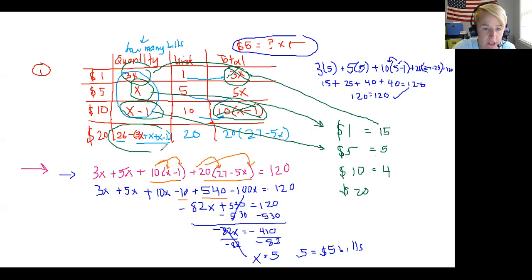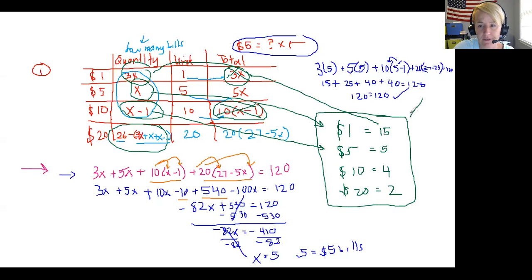And then this whole big mess, which we cleaned up earlier, was actually, if you remember, 27 minus 5x. So 27 minus 25, so there are 2 $20 bills. Okay, so this is actually your final answer. This is it right here.